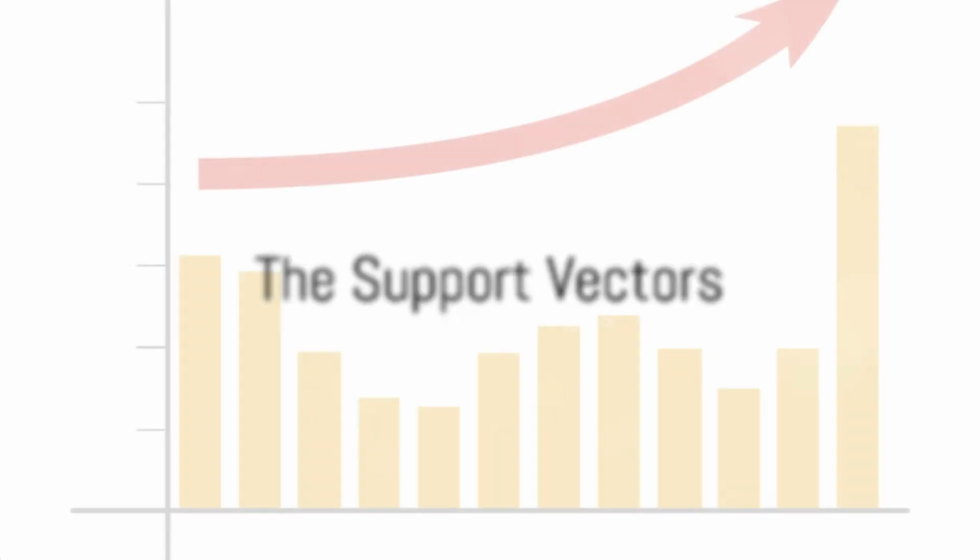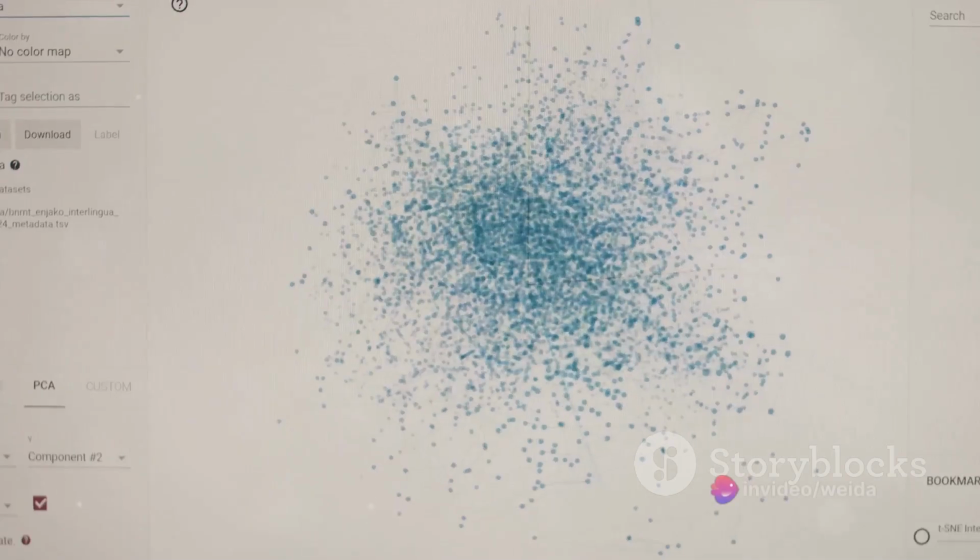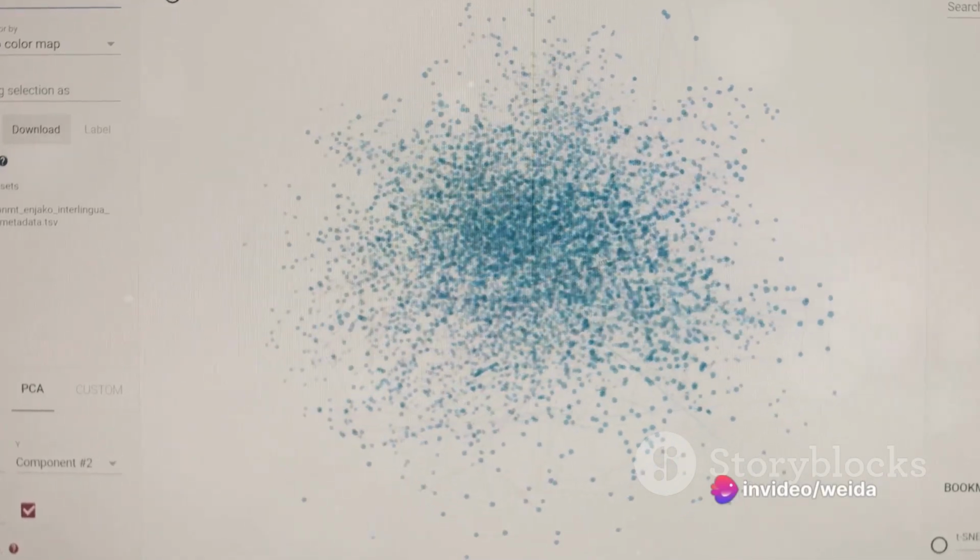For the third step, let's introduce the support vectors. These are the data points that lie closest to the decision boundary. They're crucial because they directly influence the position and orientation of the decision boundary. Essentially, these vectors are the support for the SVM.